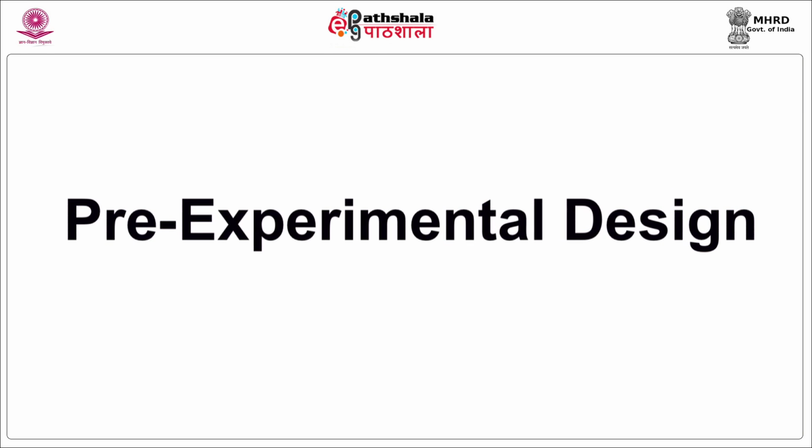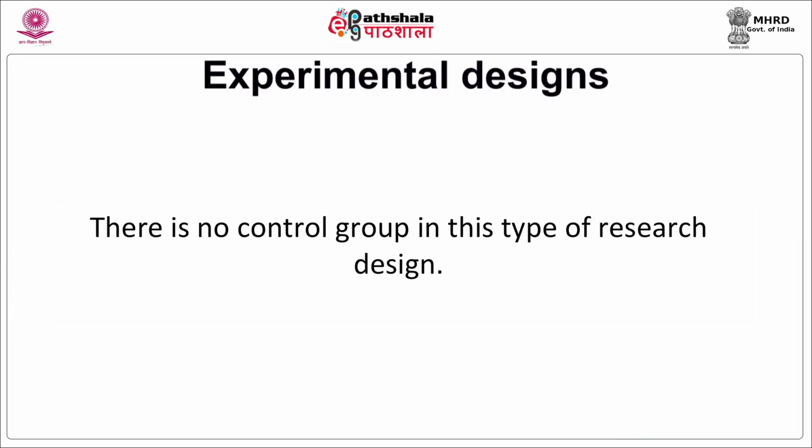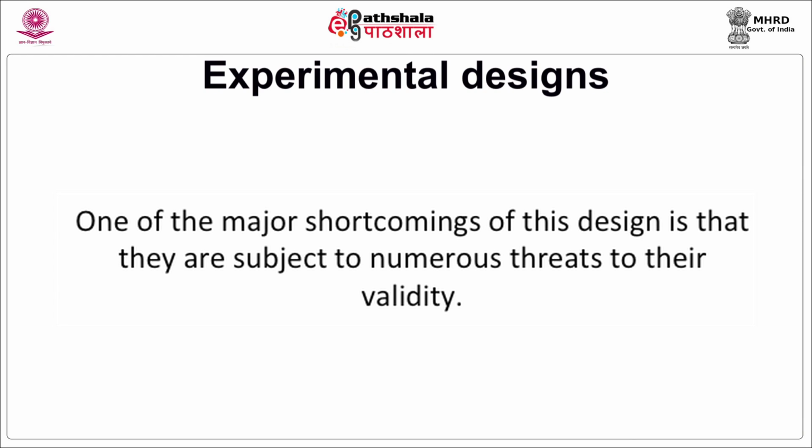Pre-experimental design. After some treatment with an assumption that a change will occur, we either observe only one group or multiple groups in pre-experimental design. They are considered the simplest form of research designs as they follow the basic experimental steps. There is no control group in this type of research design. One of the major shortcomings of this design is that they are subject to numerous threats to their validity. Further, there are three types of pre-experimental designs.